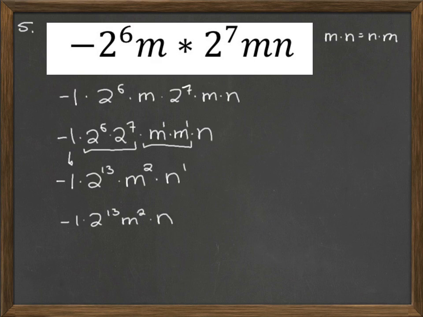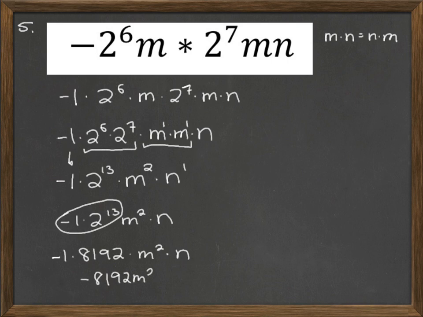So unfortunately, we have to go a little bit further, because anytime we have a number, not just a variable, but a number, we have to actually evaluate it. So we have to simplify negative 1 times 2 to the 13th power. So 2 to the 13th power is 8,192. We can multiply that by negative 1, and we just get negative 8,192 m squared n. Okay, and again, remember, when numbers or letters are touching, there's nothing in between. The implied operation is multiplication.